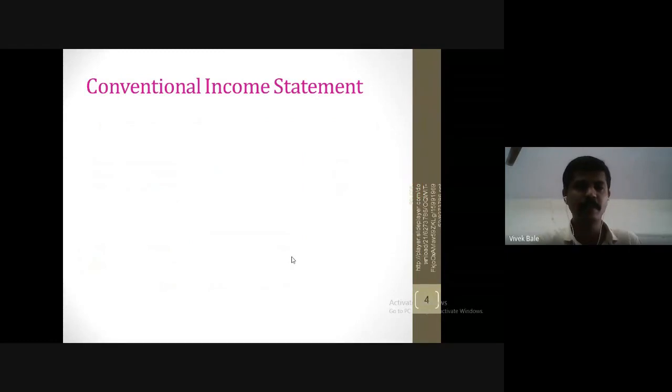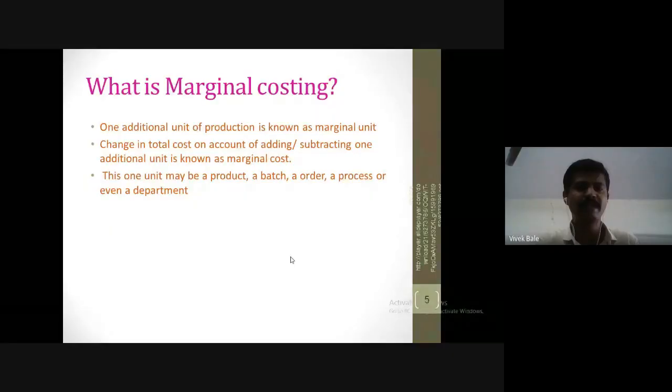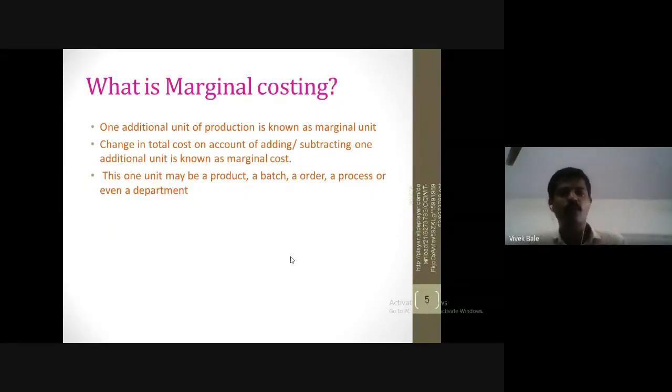For example, as I already told you, marginal costing is the cost of one additional unit of production, known as the marginal unit, or you can say marginal cost is the change in total cost on account of adding or subtracting one additional unit. Basically, this unit may be a product or a batch or a process or even a single department, because due to increase or decrease in any product, department, unit or batch, there may be increase or decrease in cost.